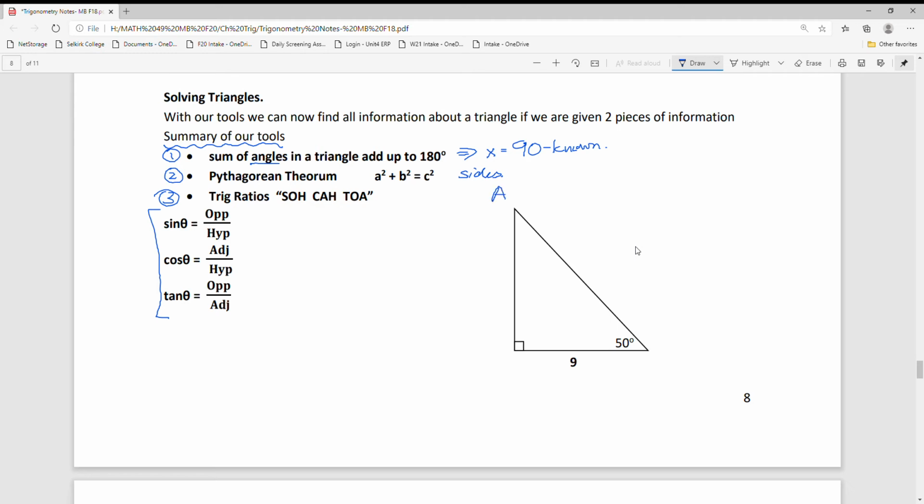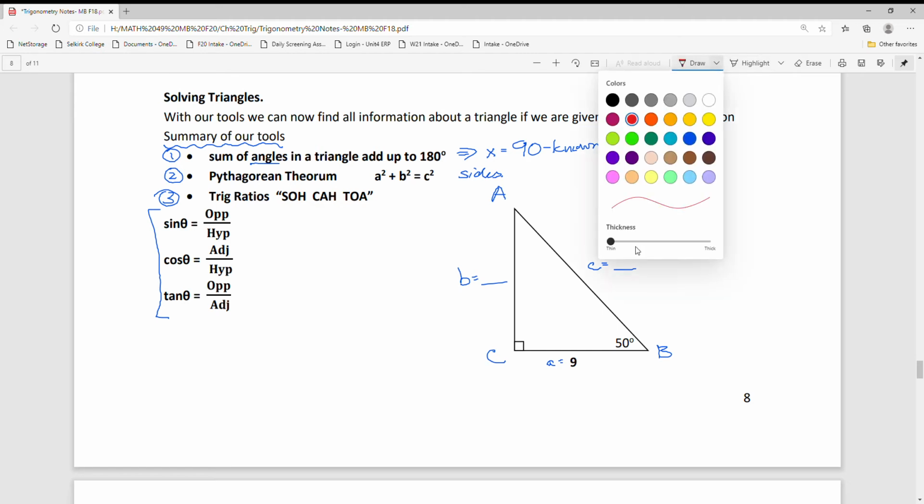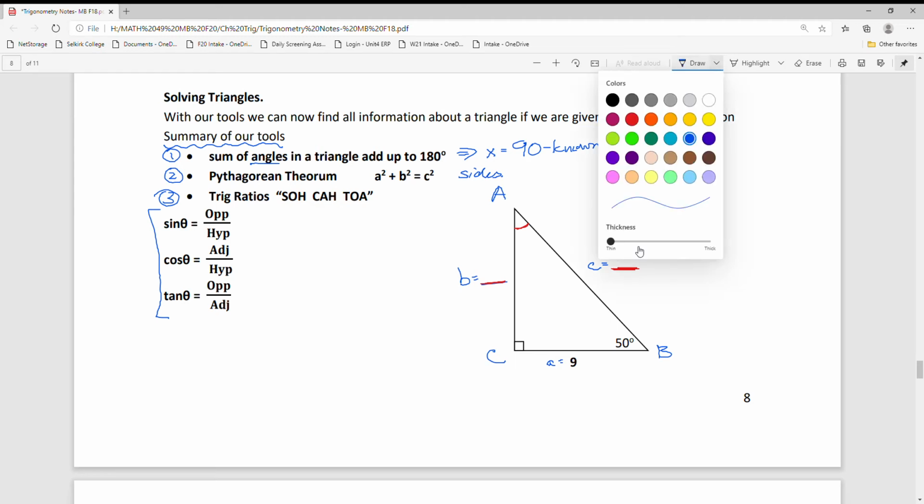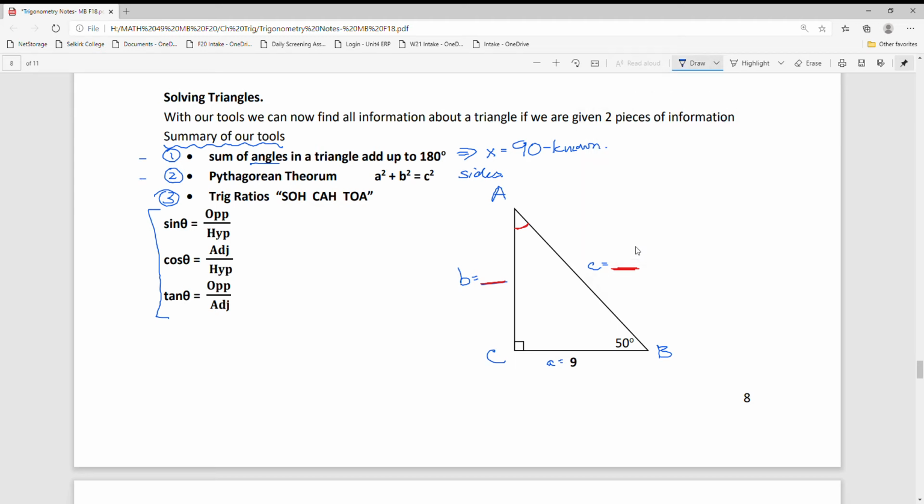I'm going to start by labeling the triangle. We had that convention where the sides are labeled with lowercase letters opposite the uppercase angles. In this one, we need to solve for side B, side C, and angle A. The other pieces of information we already have. I'm going to demonstrate my work, showing all three of these skills.